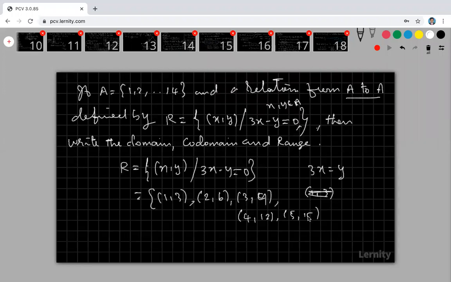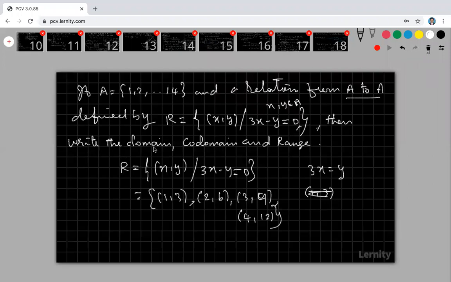But look at that, this 15 is not in my set. Your x and y both should be in your A, but my y is not in our set. So therefore, this is the only possible pair. This is the roster form of this set.